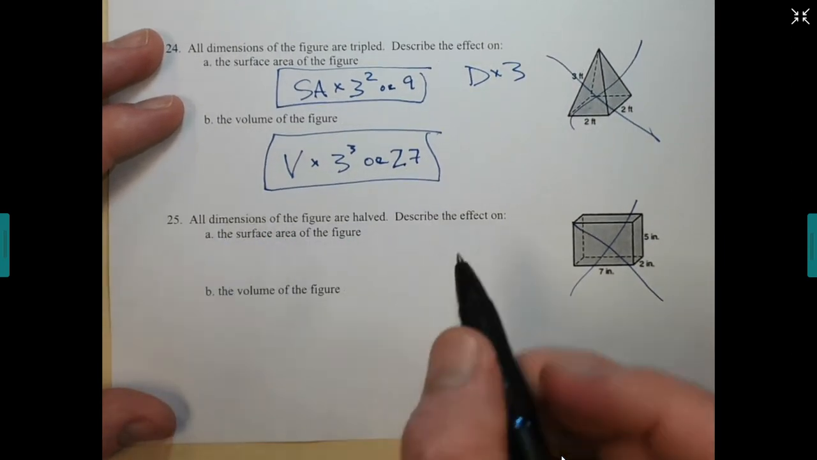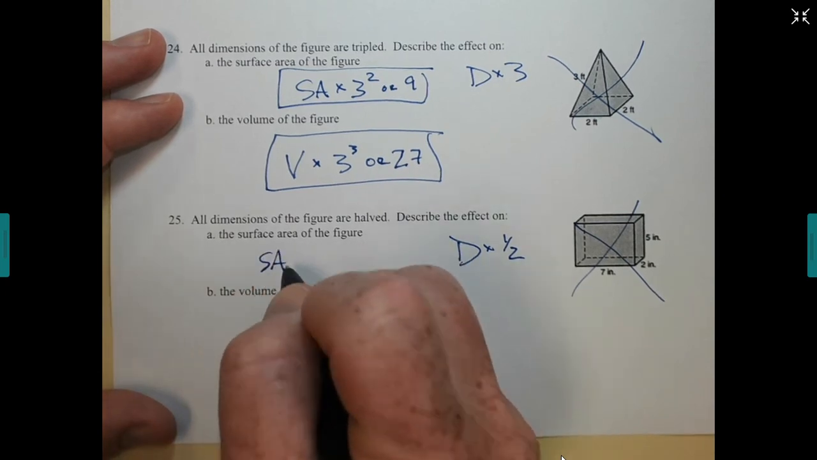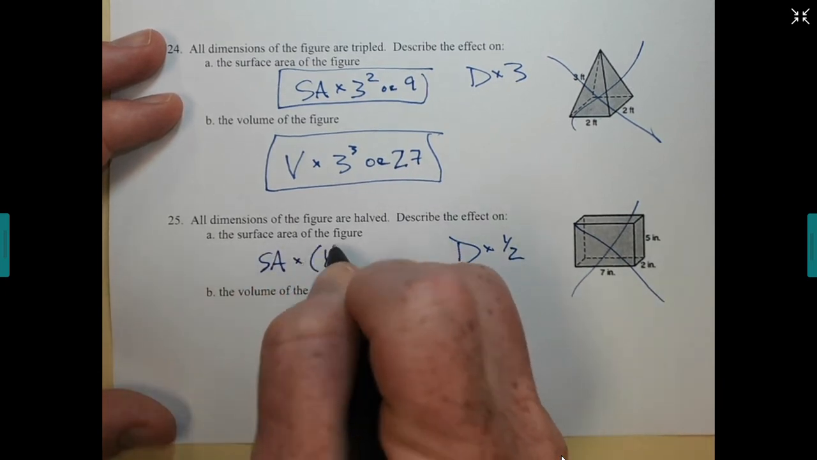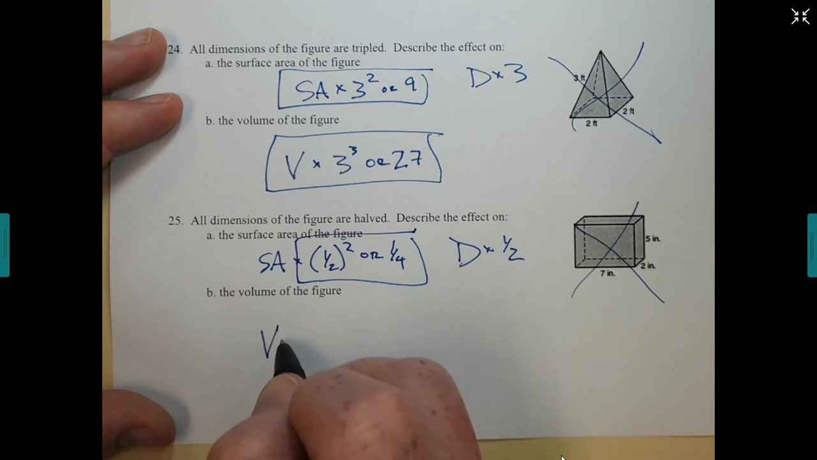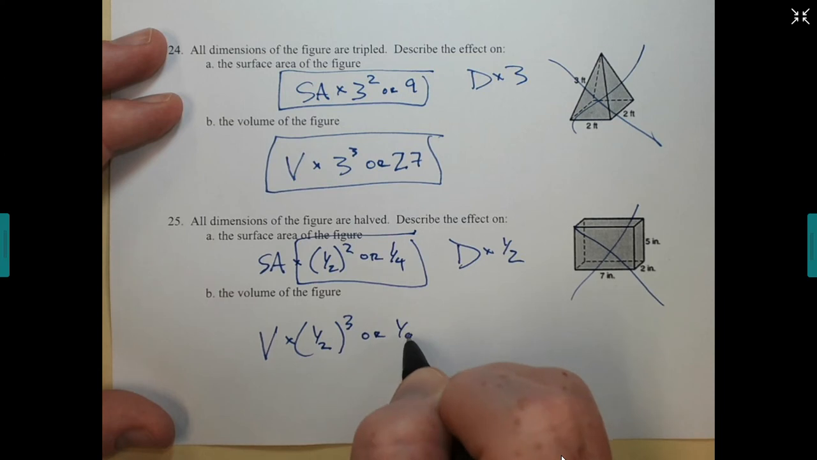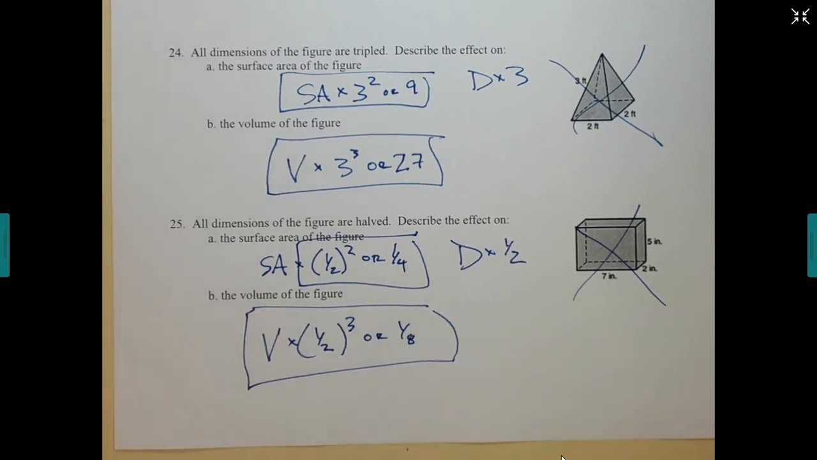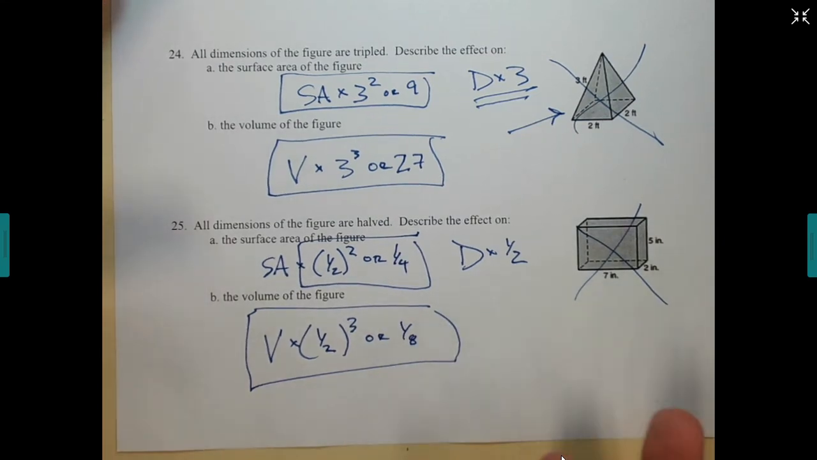Again, all dimensions of a figure are half. If the dimensions are multiplied by half, we know what's going to happen to the two-dimensional effect. It's going to be whatever 1/2 squared is, which happens to be 1/4. Volume is going to be affected by 1/2 cubed or 1/8. It's very, very fast if you understand the concept. Otherwise, you have to find the surface area of this object, manipulate the dimensions, and find the surface area again and try and see, what do I have to multiply the original surface area by to get the new one? It's a lot of work.